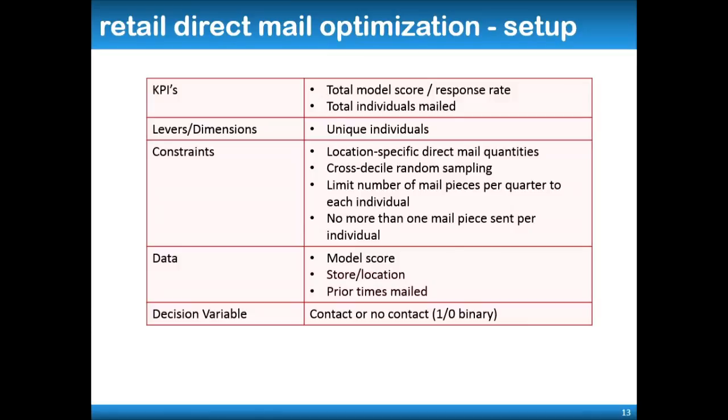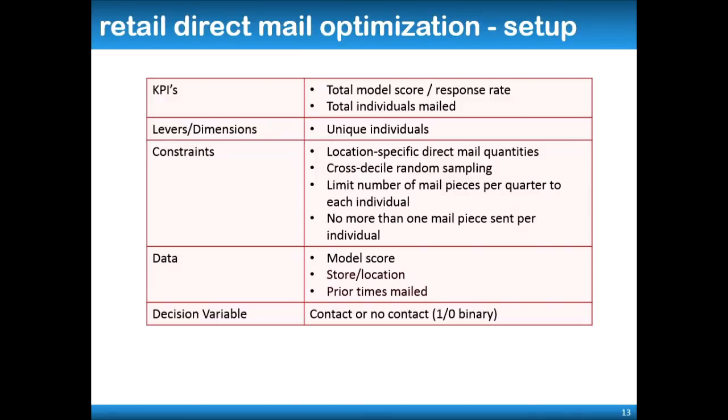Lots of constraints go along with this. We have location-specific direct mail quantities to worry about. Sort of like I mentioned with putting some in-market testing in with different creatives in the online banner example, in this case, we want to also throw some volume out in our direct mail that's kind of cross-decile random sampling, so that we can collect data across our model deciles and use that either for analysis and performance metrics on our model, or for later building and refining that model down the road.